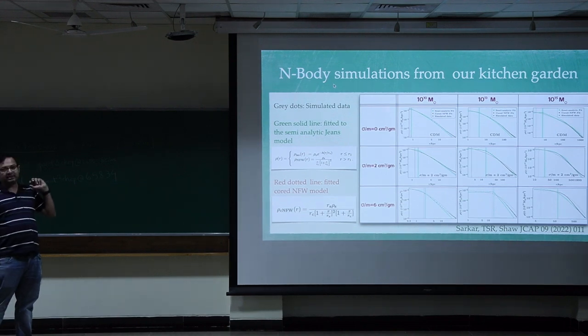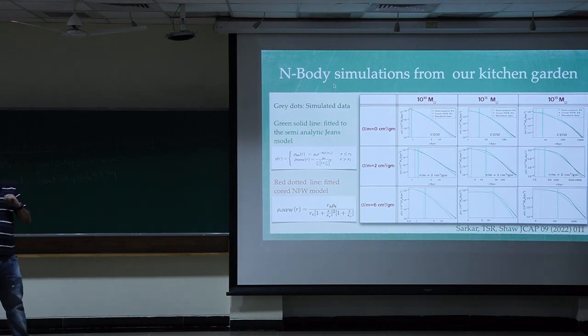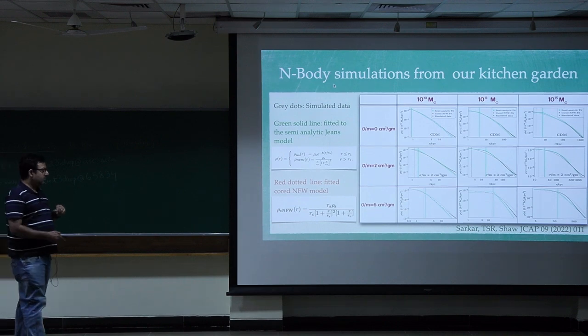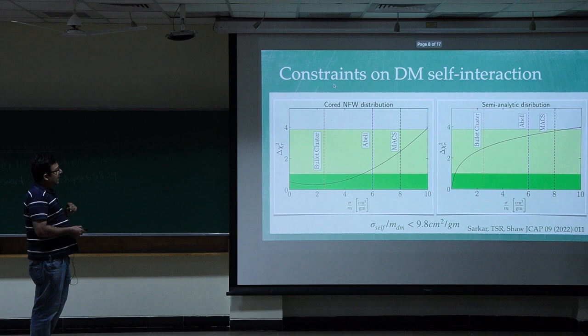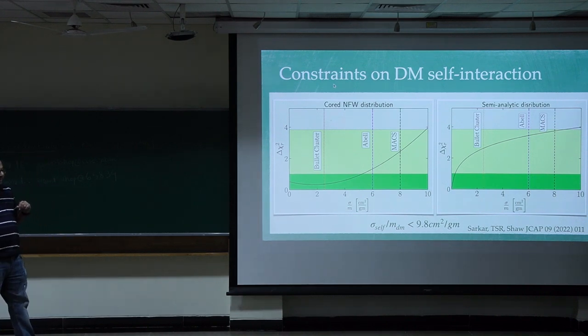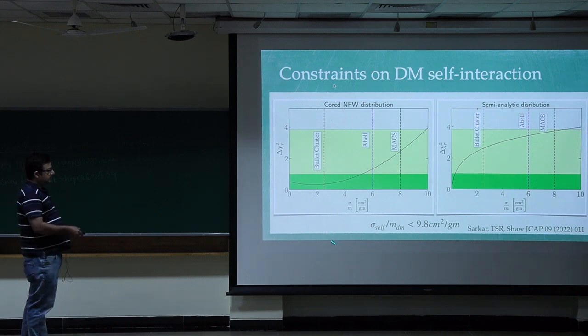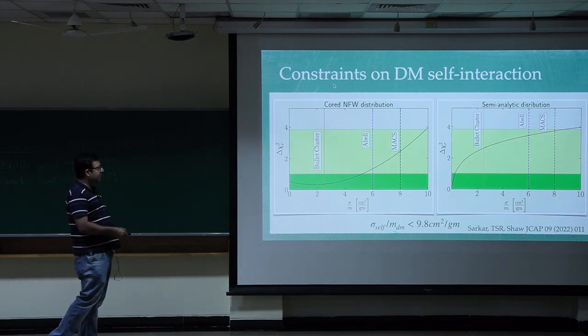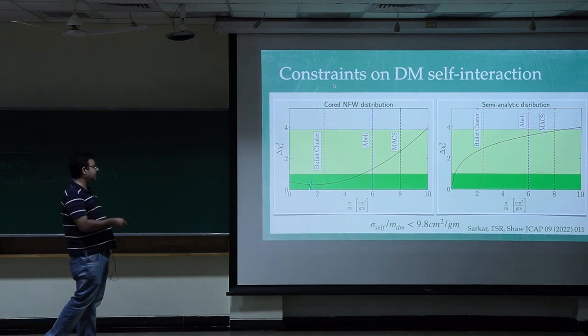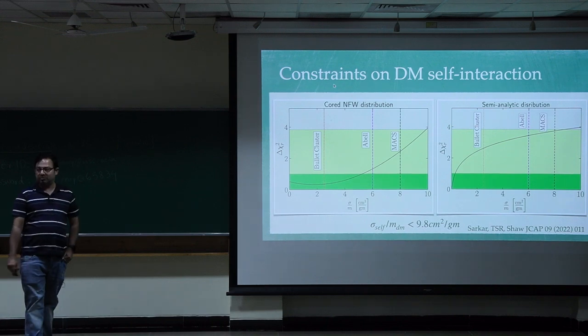isolated halo simulations, and we compared them with the observed data in galaxy surveys, and then you can put some very conservative limits on the self-interaction of dark matter. For example, we got around 9 centimeters square per gram, which is conservative in terms of the limits that already exist from the Bullet Cluster.